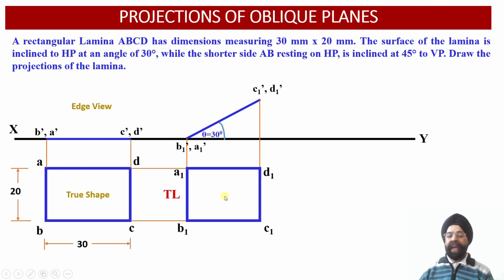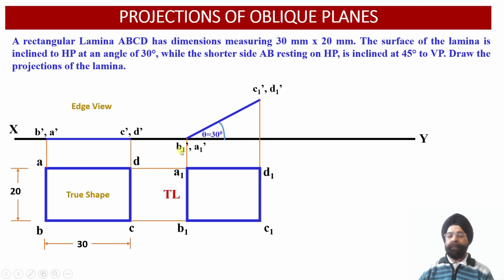Now having drawn the top view projection corresponding to the inclined surface of this particular lamina, which is inclined with respect to the horizontal plane at an angle of 30 degree, we also know that the edge on which it is resting on the ground, that is the AB edge over here, is the one which is lying on the ground.